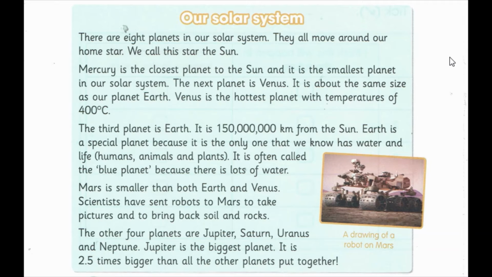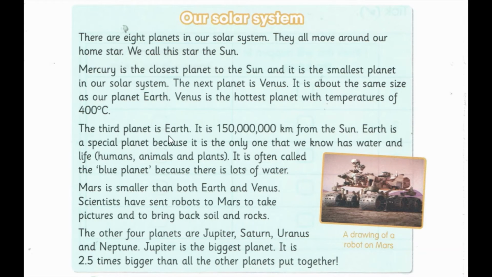Our solar system. There are 8 planets in our solar system. They all move around our home star. We call this star the Sun. Mercury is the closest planet to the Sun, and it is the smallest planet in our solar system. The next planet is Venus. It is about the same size as our planet Earth. Venus is the hottest planet, with temperatures of 400 degrees centigrade.